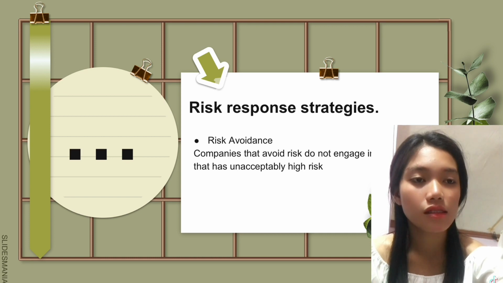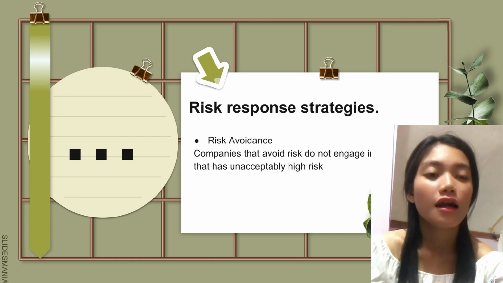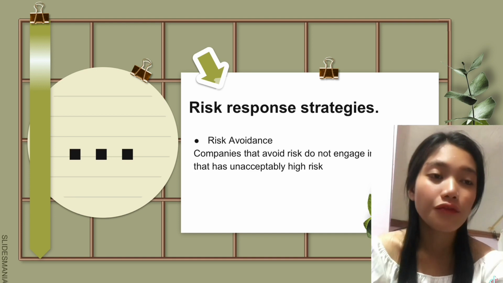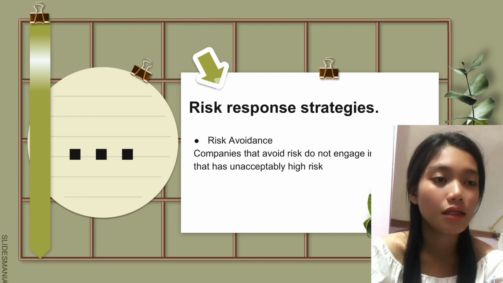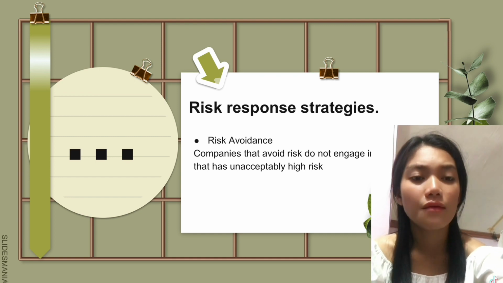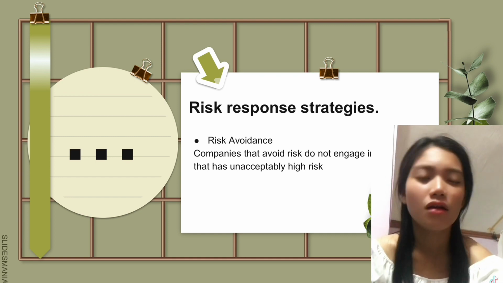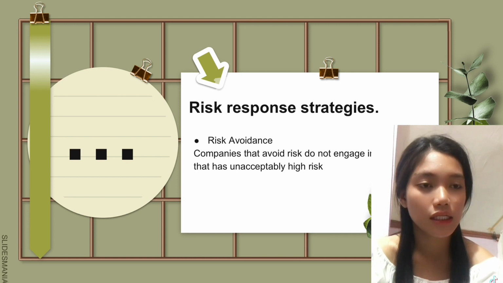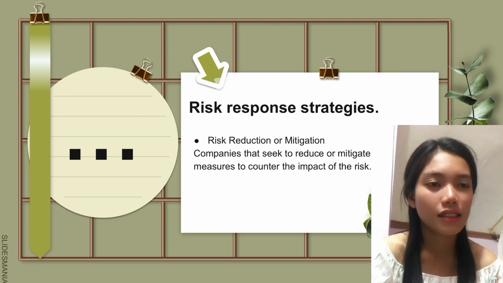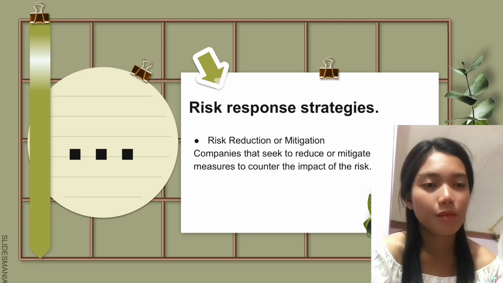So first is the risk avoidance. Companies that avoid risk do not engage in an activity that has an unacceptably high risk. Risk avoidance is stopping and avoiding any activities that could lead to risk. So next is the risk reduction or mitigation.